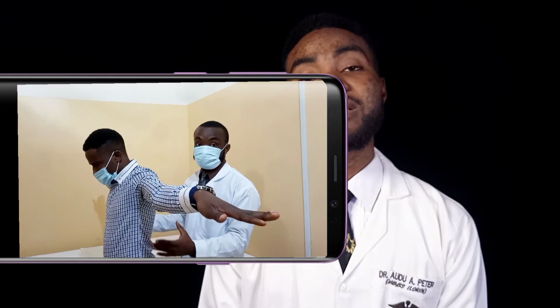The next test is the tandem walk. We ask the patient to walk by subsequently placing the heel of one foot to the toe of the other foot. This is called the tandem walk. Inability to carry out this task can point towards cerebellar lesions.